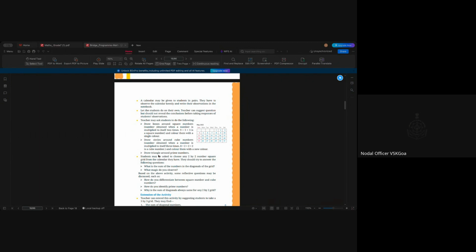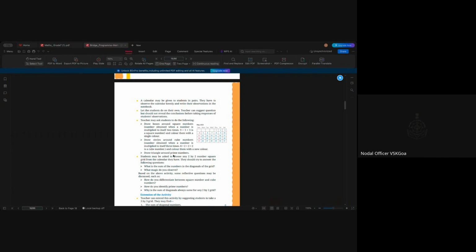Now the next question could be, draw a triangle around prime numbers. So first of all, know which are the prime numbers. If they know which are the prime numbers, then only they will be able to draw a triangle on the prime numbers. So here the concept clarity is very important, and the child will get concept clarity in this way when you give this kind of activity.